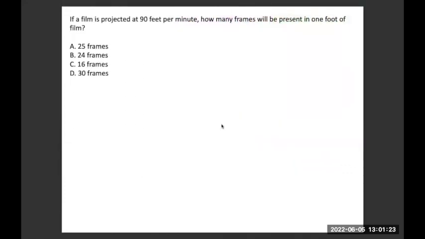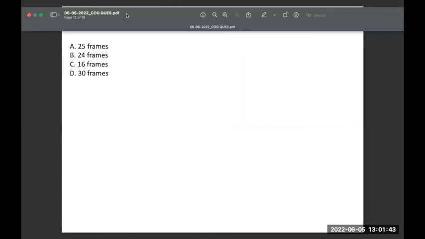So we'll go to this. Here there is a film which was projected at 90 feet per minute. So 90 feet of roll will run for a minute, basically, 90 feet per minute. How many frames will be present in one foot? I have to take this call. Just give me 1 second.